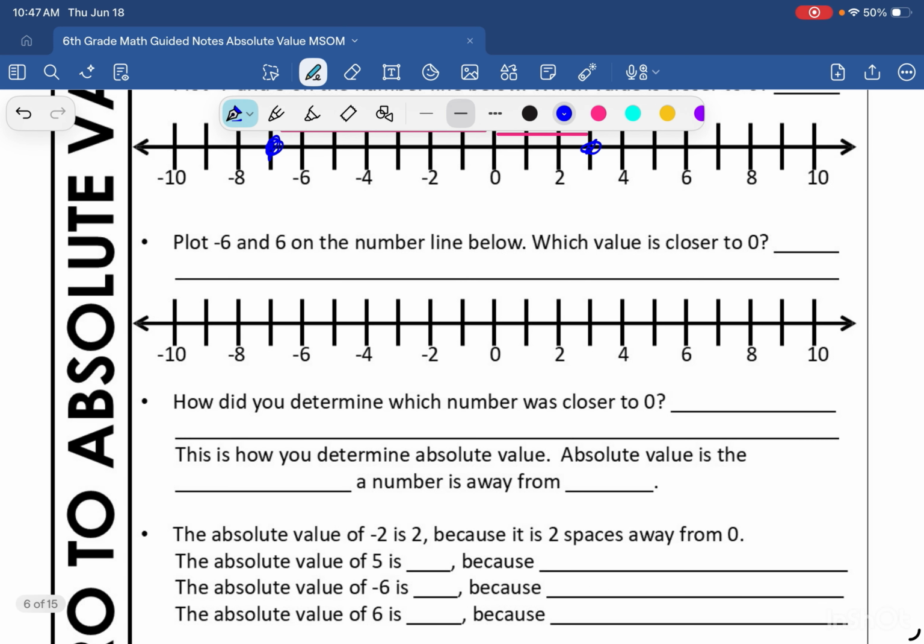Plot -6 and 6 on the number line. Okay, did that. Which value is closest to 0? Well, we have that distance and that distance, and they are the same distance away from 0.